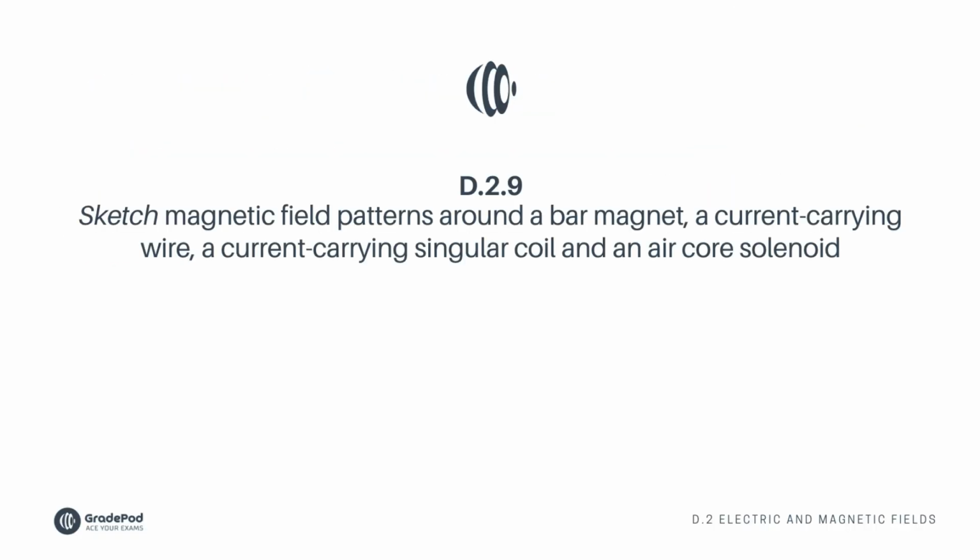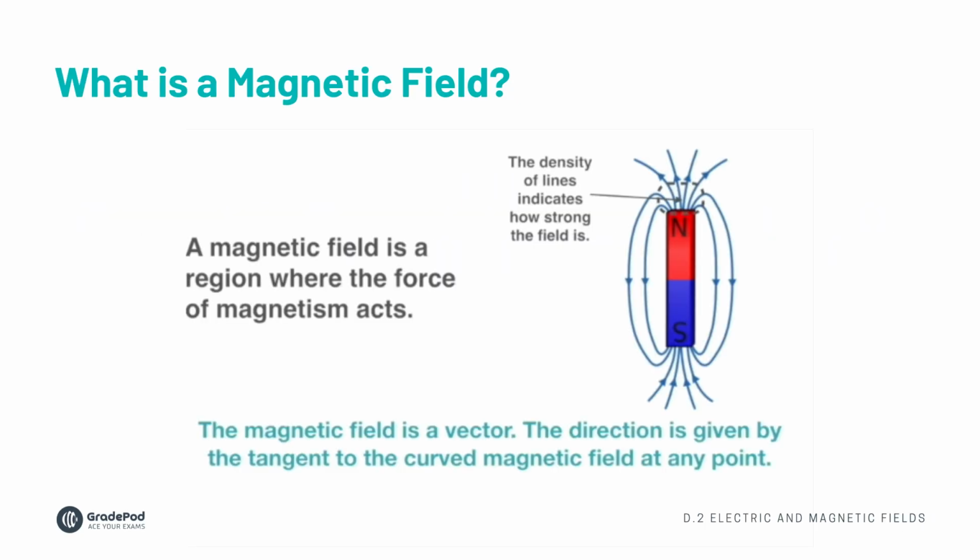Magnetic fields. This is a tricky topic, so let's take as much time as we need to go through all of this topic right now. So we'll start off with, what is a magnetic field? Well, a magnetic field is a region where the force of magnetism acts.